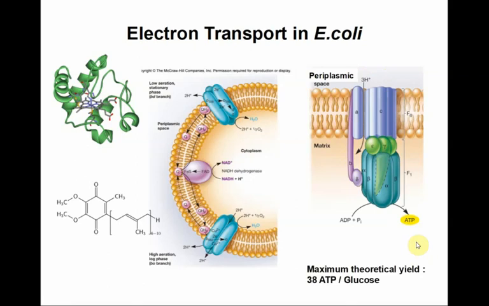Now, this is really great because if you work out all the calculations, apparently the maximum yield is about 38 ATP per glucose molecule, compared to 2 ATP per glucose just for glycolysis. So it's almost 20 times more efficient in terms of energy extraction. Okay, so that's aerobic respiration.